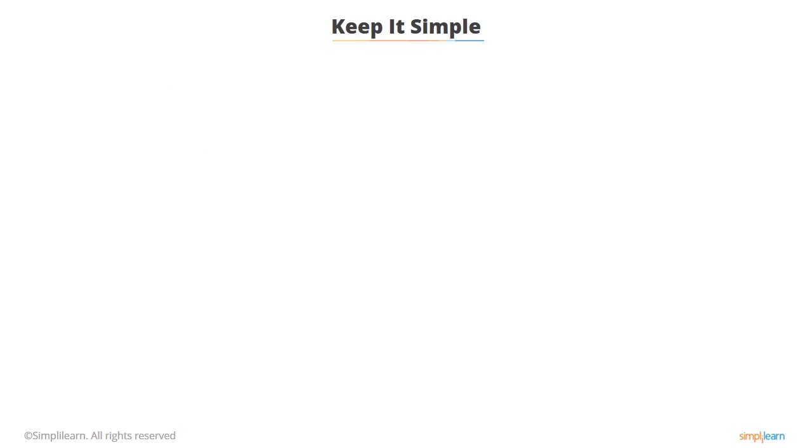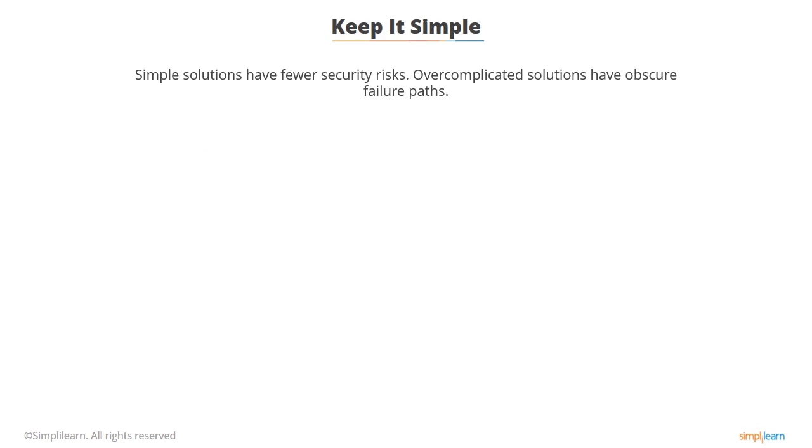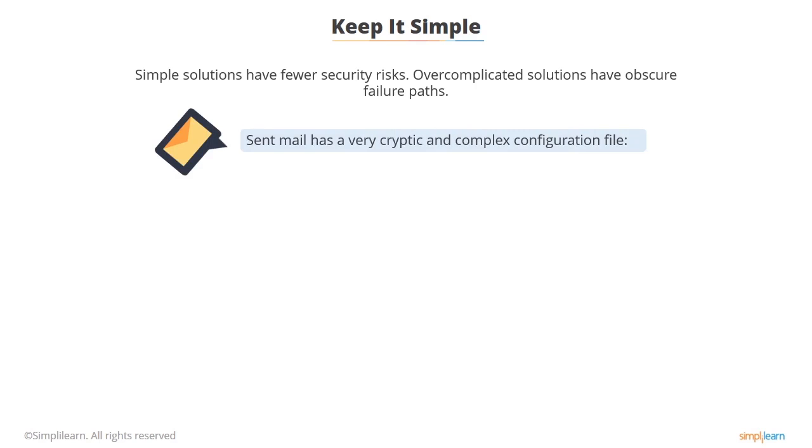This is probably one of the most important ones. Keep it simple. A simple solution has fewer vulnerabilities. Once you have a complex solution, you get more complex failure paths. A good example is the mail program SendMail. In 1996, it ran about 80% of all mail servers. But SendMail has a very, very cryptic configuration file. It's highly symbolic. It consists of lots of dollar signs and brackets, and it's very hard to read unless you're an expert at it. Nowadays, it doesn't run anywhere near as many mail servers.